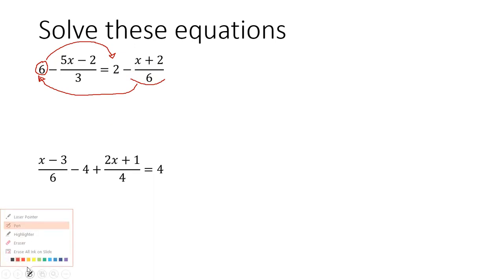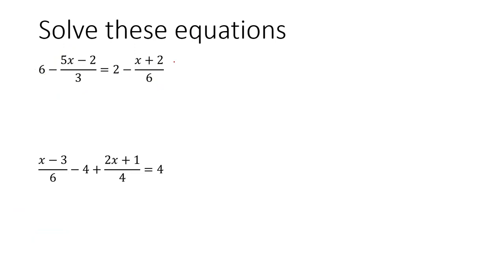Okay, if moved, this equation is going to be x plus 2 over 6 minus 5x minus 2 over 3 equals 2 minus 6. 6 moves to the right side, or to the second term, and becomes negative 6. And this expression, negative x plus 2 over 6, moves to the left side, and from negative becomes positive.